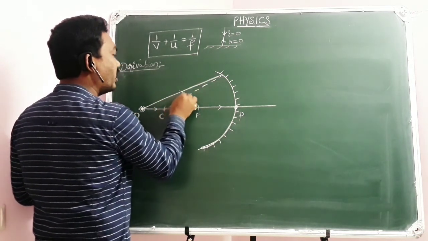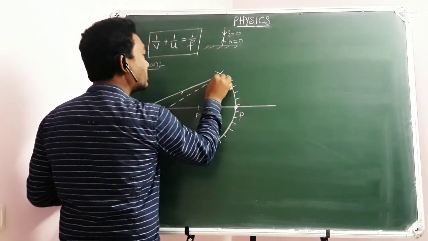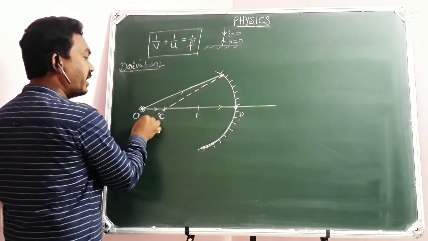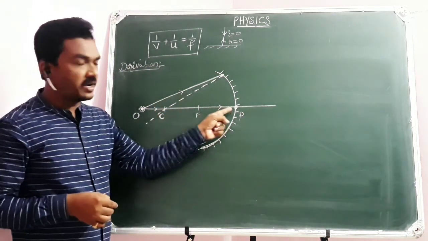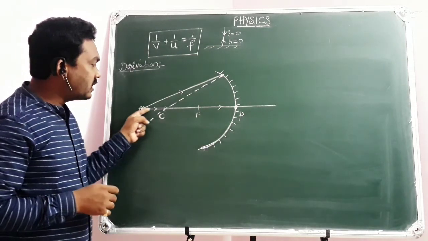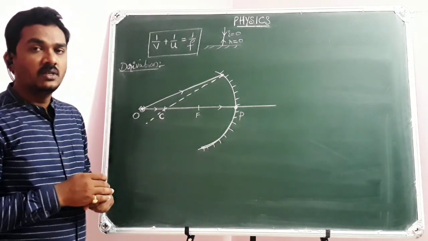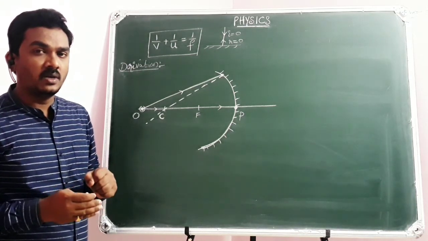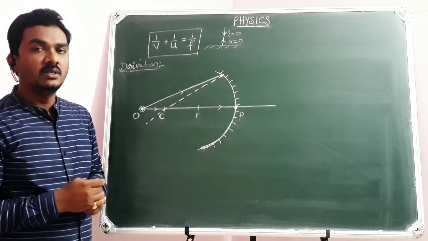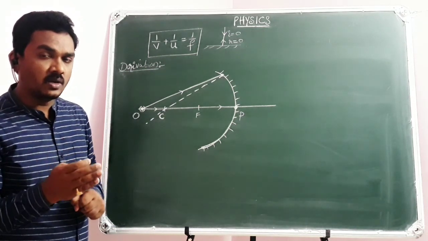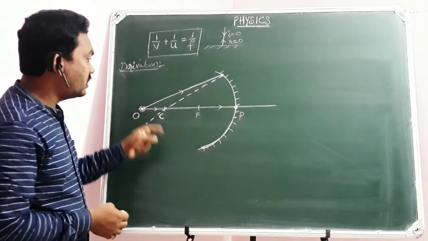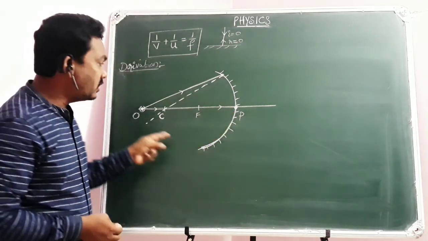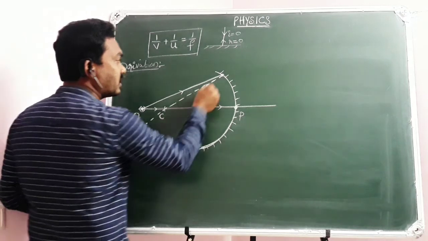This is also a radial line. Joining any point on the curved surface to the center of curvature, we call it a radial line. So CP is also a radial line, meaning the light passing through the principal axis will be perpendicular to the curved surface, because a radial line is perpendicular to the spherical surface. I repeat, a radial line will be perpendicular to the spherical surface at that point. See, this radial line is perpendicular to the curved surface at the pole. This radial line will be perpendicular to the curved surface at this point.